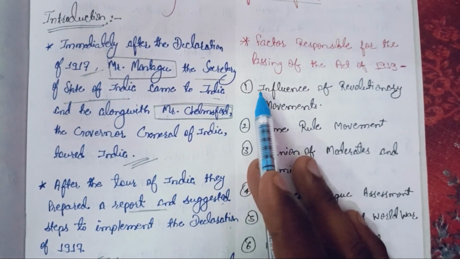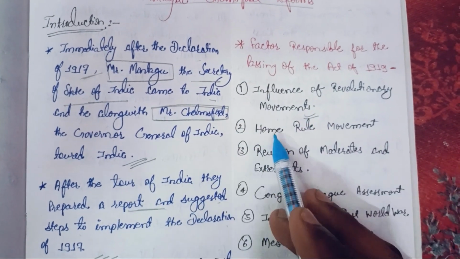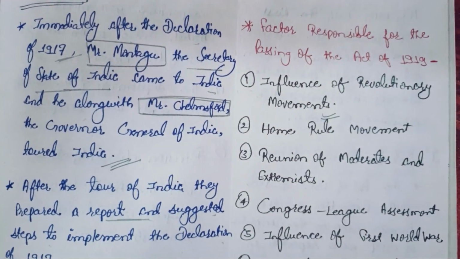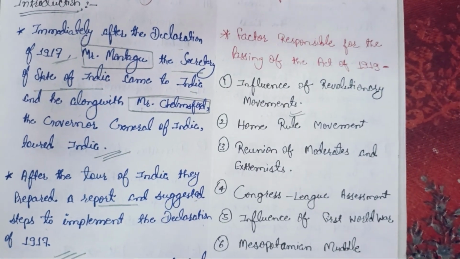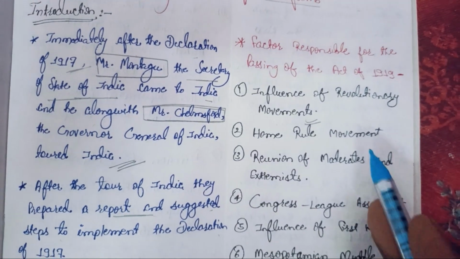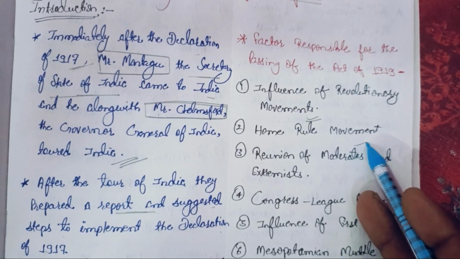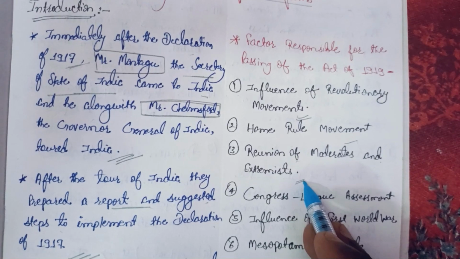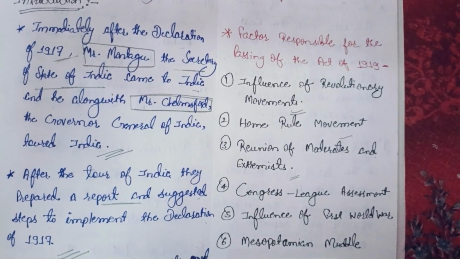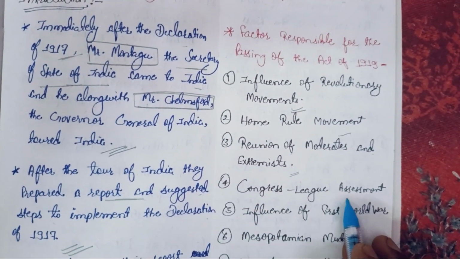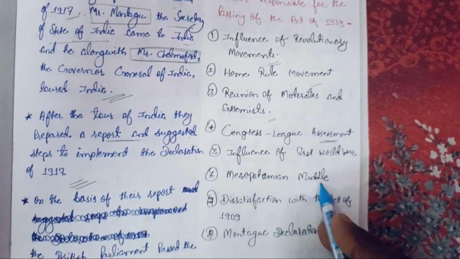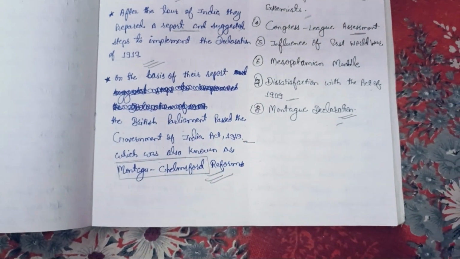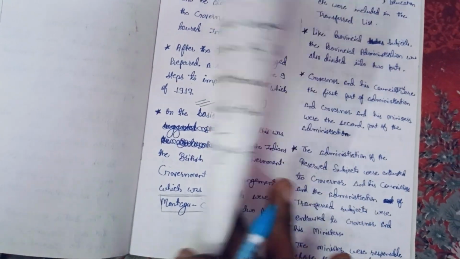Just for revision purposes, let's see. Number one was the British revolutionary movement, which we have seen. Though the British government was able to suppress the national movements, it led to the generation of fear in the minds of the Britishers. Also, we have seen the Home Rule movement, which was started by Bal Gangadhar Tilak and Mrs. Annie Besant. Number three, the reunion of moderates and extremists, who were divided in 1907, but after the death of two main leaders of the party, the Congress, they got united. Number four was the Congress-League agreement and the influence of the First World War, the Mesopotamia Mandal, which we have seen. Dissatisfaction with the Act of 1909 and the Montagu Declaration was also one of the factors for the Montagu-Chelmsford Reform.